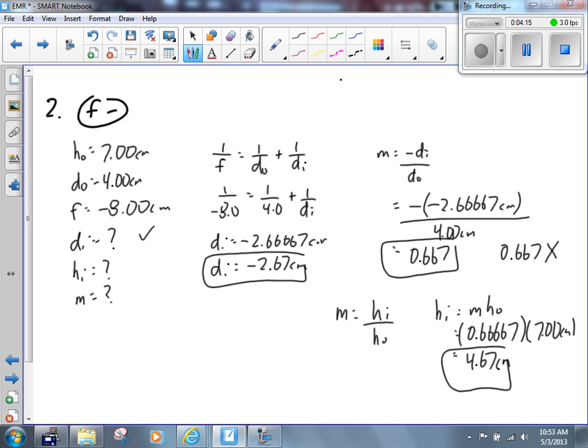Now, what about the characteristics? Well, we can tell by this whether it's real or virtual. A negative di tells me that it's a virtual image. We get a positive hi, which tells me that it's an upright image. And we get a magnification that's 0.667. It's between 0 and 1. That tells me the image is going to be smaller than the object. We're going to have a number that's bigger than 1 if we have an image that's bigger than the object. Is that okay?